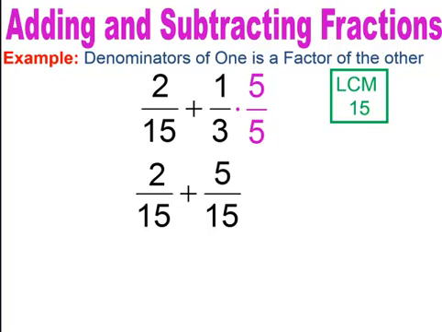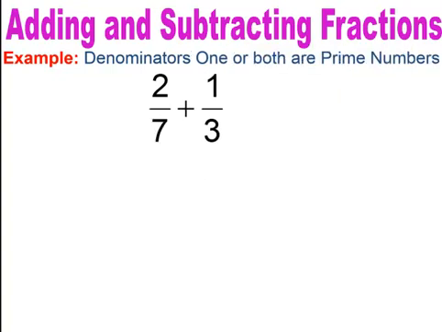Now that I have the converted fractions, I have a common denominator. And because the denominators are the same, I can add the numerators. So now the addition of these two fractions, I end up equaling 7 over 15. And if I could reduce, I would reduce. But in this case, it does not reduce. So that would be my answer.